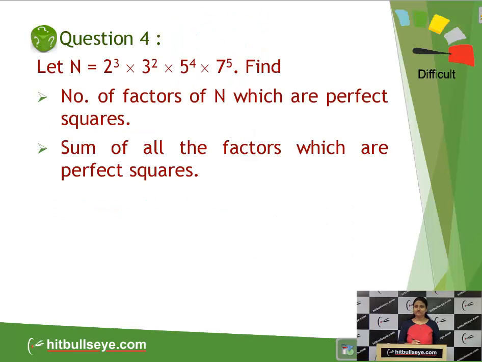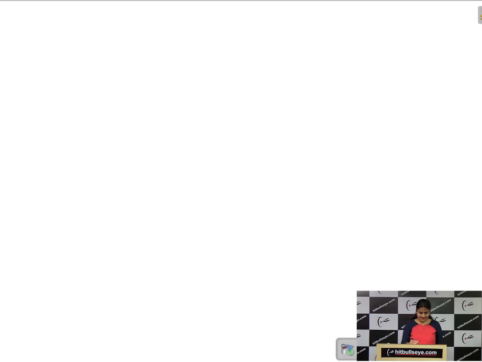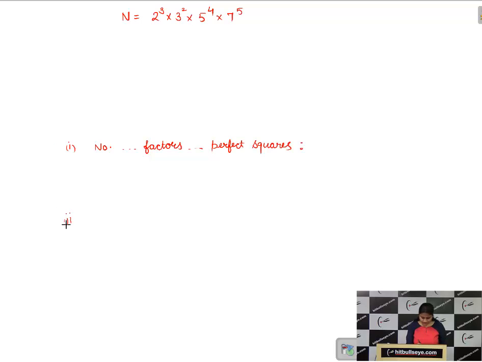Let n be this number. Find the number of factors of n which are perfect squares, and we want to find the sum of all such factors. So let us see. My number is 2 cube into 3 square into 5 raised to power 4 into 7 raised to power 5. Once again, we want to know the number of all those factors which are perfect squares. I'm just writing down the keywords. Then we want to know the sum of all such factors.